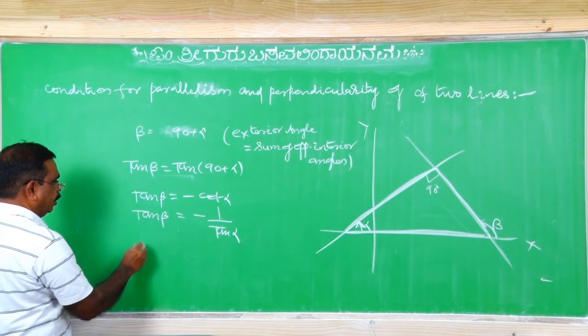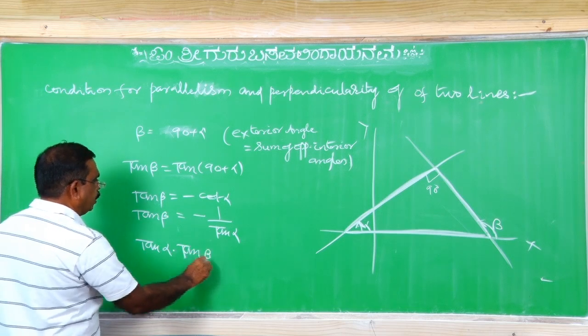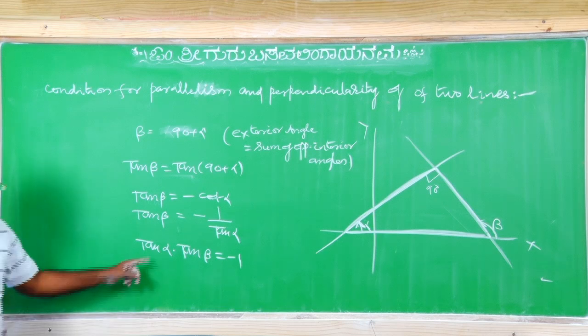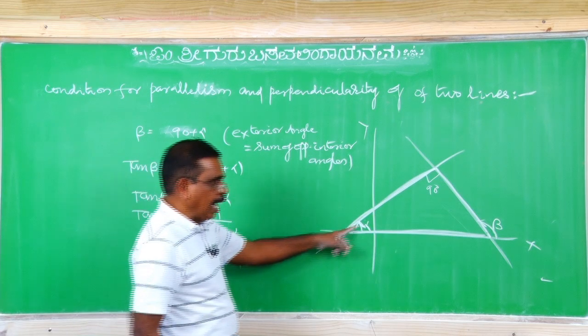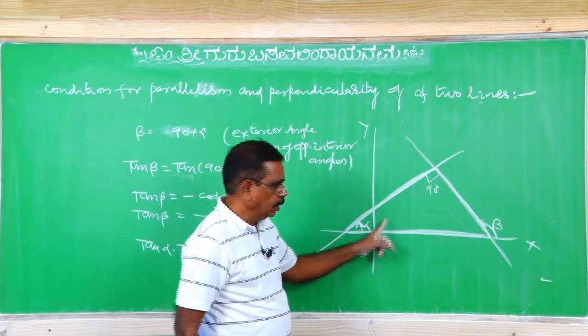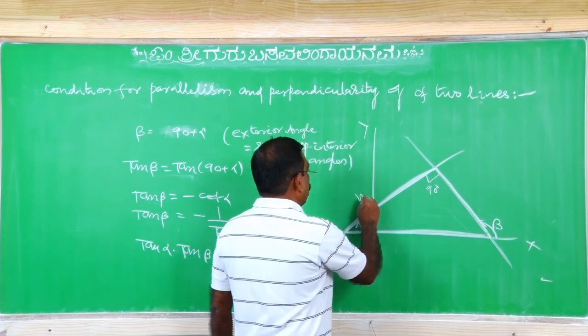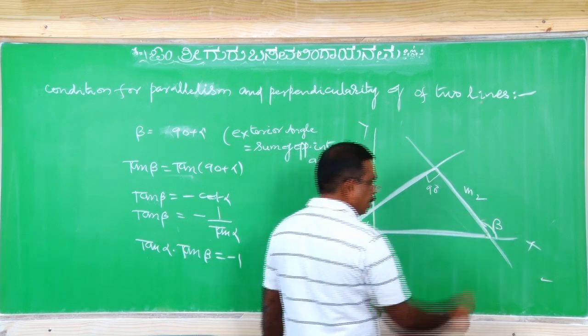Multiply. What do you get? Tan alpha into tan beta is equal to how much? Correct or not? Tan alpha means how much? The slope of the first line. This is the slope of the second line. The slope of the first line is denoted by m1. The slope of the second line is denoted by m2.